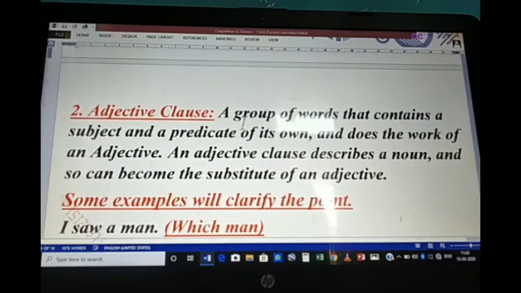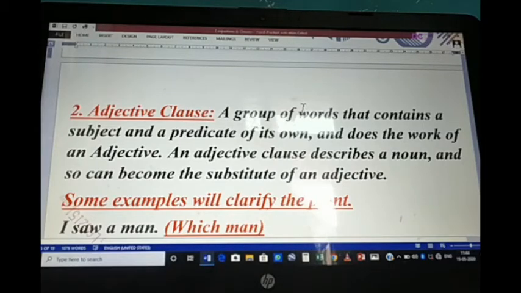Now another kind of subordinate clause, the second one, is adjective clause. We already know what an adjective is. An adjective is a describing word. So if it is a clause, we will call it an adjective clause.